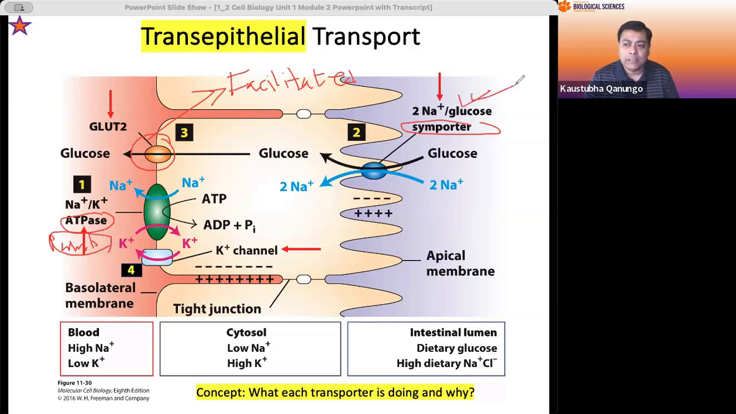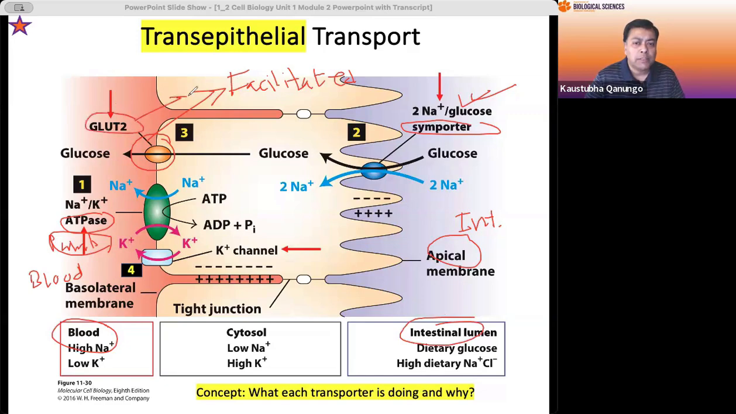So again, this one is on the apical surface, which is the intestine. Then you have the sodium potassium pump, which is on the blood side. This is the blood side, remember, blood side, intestinal lumen. And you have the GLUT2 transporter, which is facilitated diffusion. That's it. So that's the typical type of question that we ask.